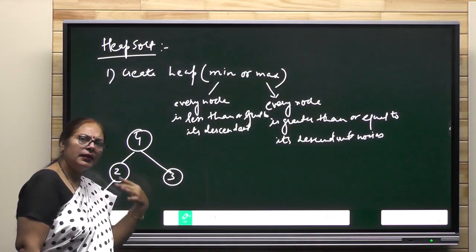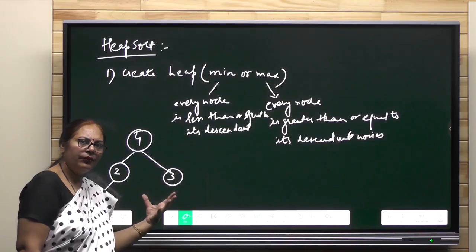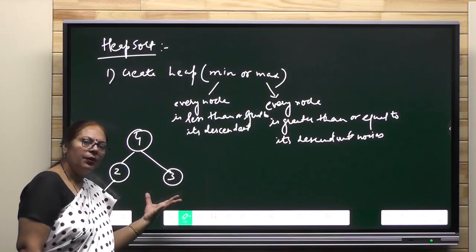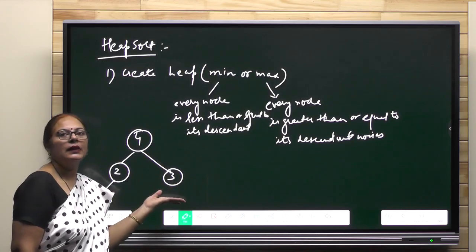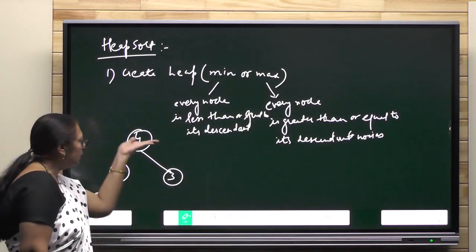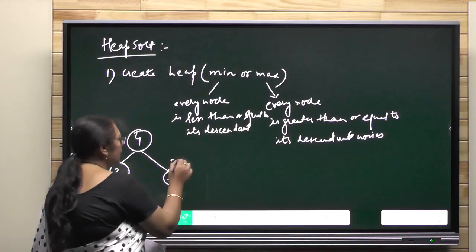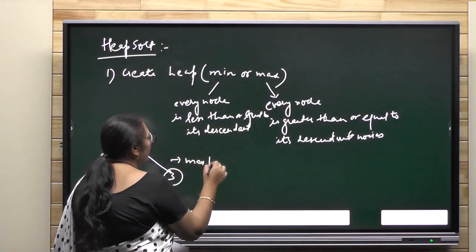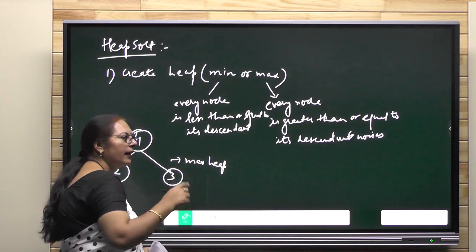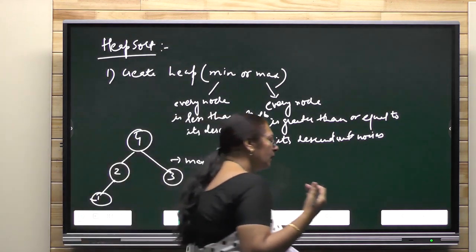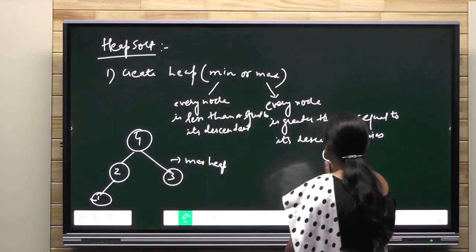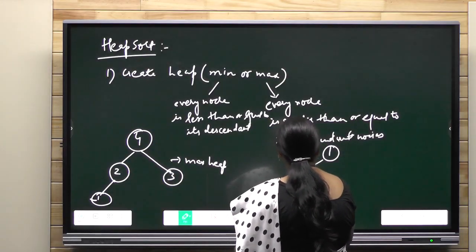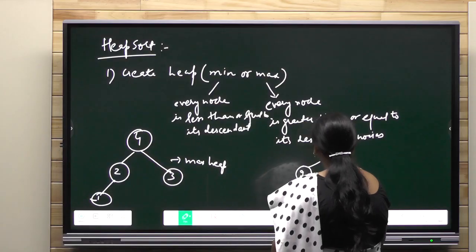Similarly 3 doesn't have any leaf node, but it has the external node, which will be a null node, so basically it is also greater than its children. So this is an example of a max heap, where each node is greater than or equal to its descendant nodes. Similarly, if I reverse this, for example, 1, this is 2, this is 3, this is 4.